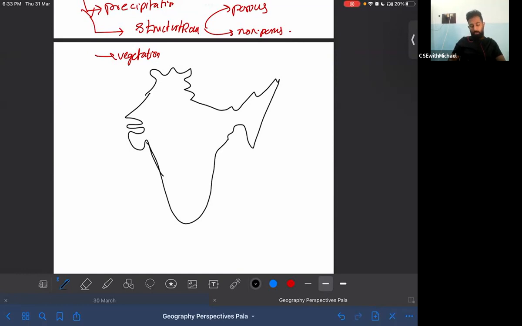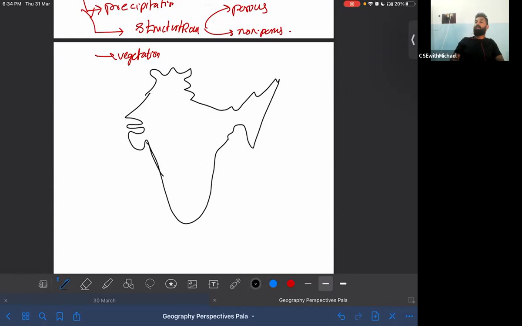Now the second one is non-porous formations. Non-porous formations consist of shield areas and volcanic rocks, like the basaltic plateau of the Deccan. These would not allow much percolation or infiltration of water, thereby leading to the development of poor groundwater reservoirs.